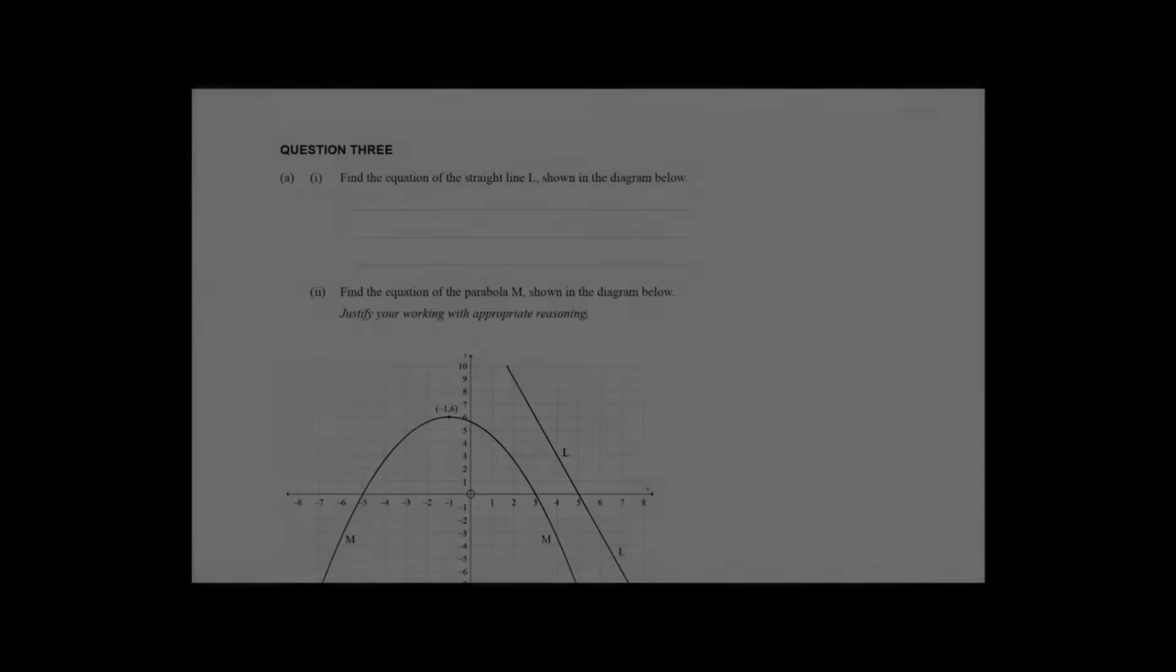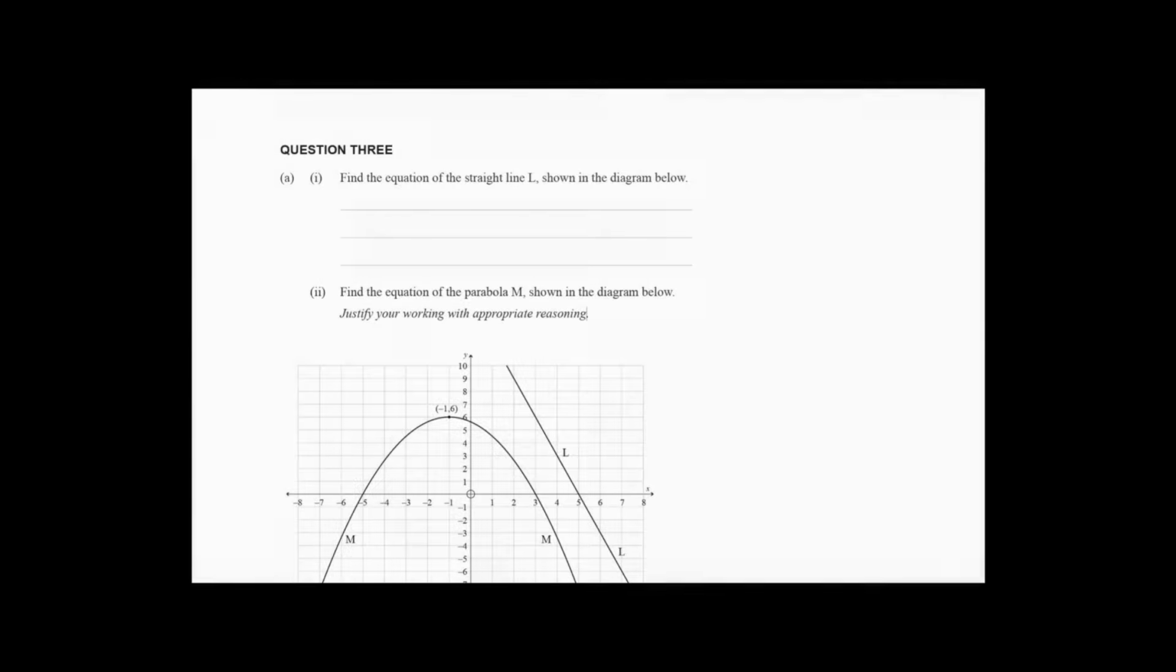And lastly, question 3. Find the equation of the straight line L shown in the diagram below. Okay, so to find a straight line, we need 2 points. Here's a nice point there. So that point is (5, 0), and what's another good point? (4, 3). Any 2 points will do.